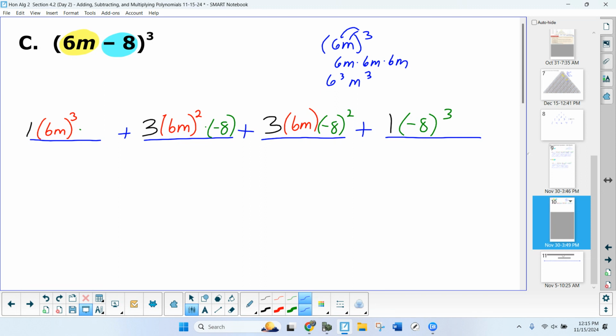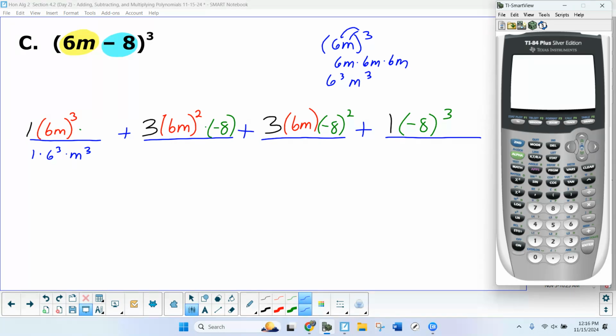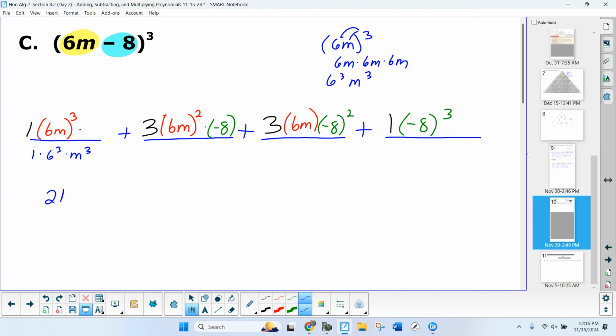Exponent rules, yeah. Okay, so this really means 1 times 6 to the third times m to the third. So what math do we need to do to get that coefficient of that first term? 6 to the third. I mean, 1 times anything is itself, so 1 times 6 to the third, or just 6 to the third, as someone said. And what do you get when you do 6 to the third? 216. So this is 216 m to the third.